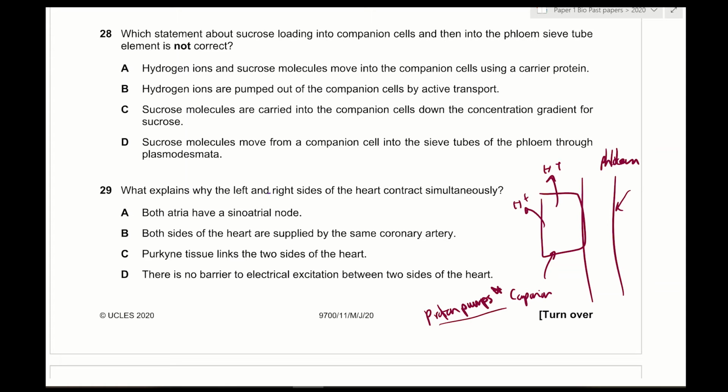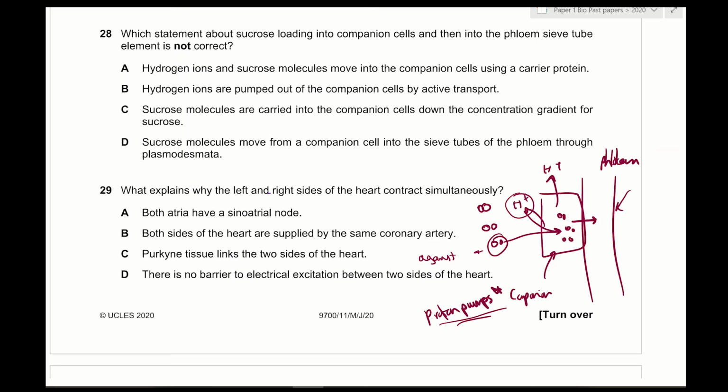So the first step is proton pumps, and this is an active process that hydrogen ions are pumped out. Now what happens is that adjacent mesophyll cells also form sucrose. So there's sucrose on the outside. What happens is both a hydrogen ion and a sucrose move back into the companion cell, with hydrogen moving down the concentration gradient and sucrose against the concentration gradient into the companion cell. Now, once the sucrose is inside the companion cell, it moves by normal diffusion into phloem sieve tube elements.